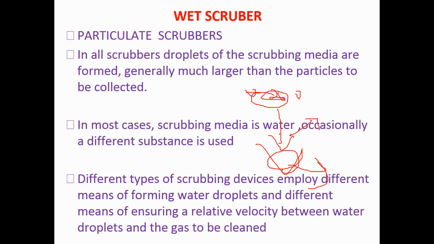In most cases the scrubbing media is water. Mostly water is sprayed, but sometimes different substances or different types of scrubbing media are also used. Scrubbing media means the solvent that can be sprinkled onto the suspended particulate matter to collect the dust particles. Different types of scrubbing devices use different means of forming water droplets, whether very small or large size, depending upon the volume and the design. This scrubbing or droplet-forming mechanism differs.